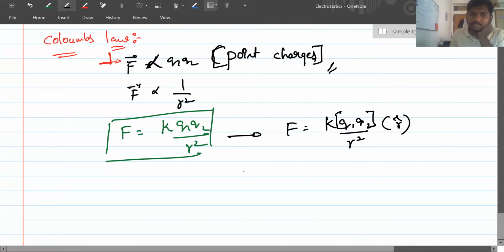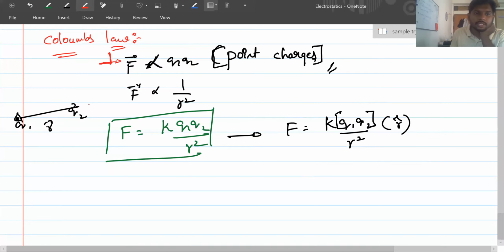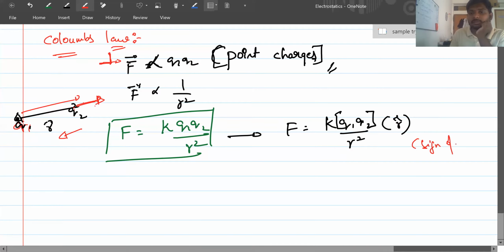That is an attractive force, because it is directed inward, opposite to the radius vector. Suppose two charges Q1, Q2 are there, and this is the R vector. If both are the same charges, the force will be repulsive, and the force and the radius vector are in the same direction. If opposite charges are there, the force will be attractive, and you will get a minus, because the sign of the charge is important here. You have to substitute it.